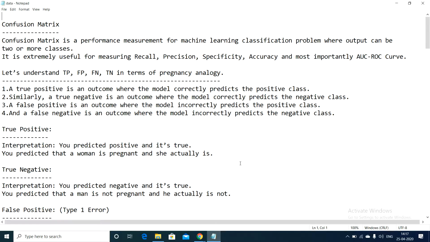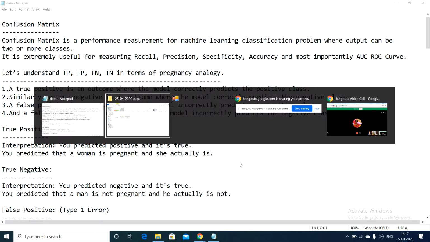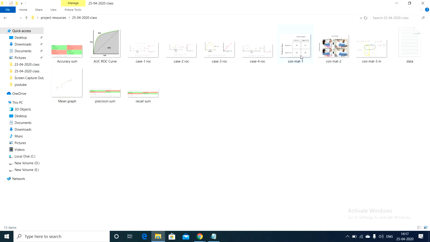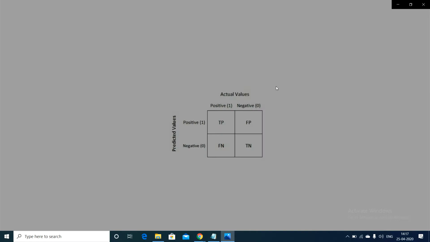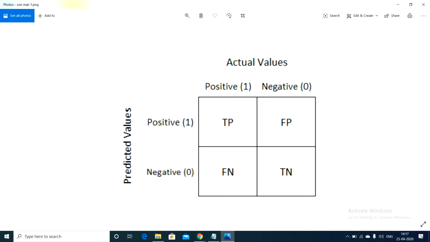So let us understand now what exactly TP is, FP is, FN is, TN is, in terms of pregnancy analogy. Now I will show you a diagram which represents the confusion matrix. See, this is what exactly the confusion matrix is.